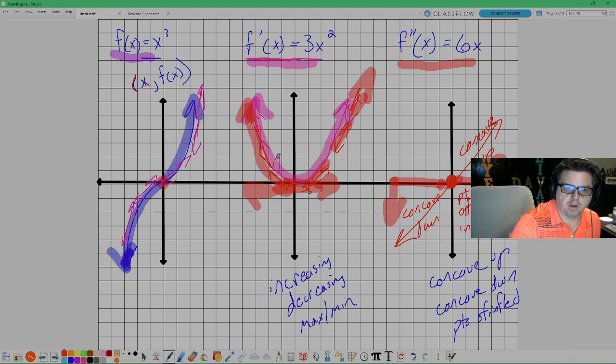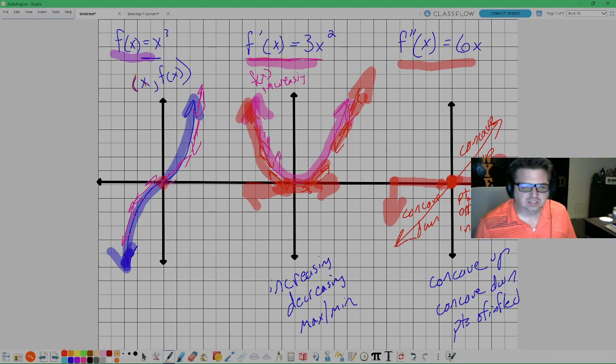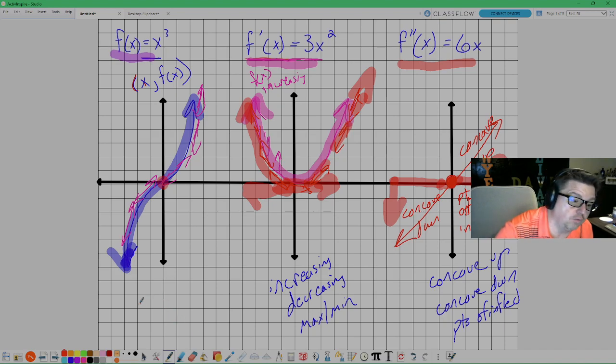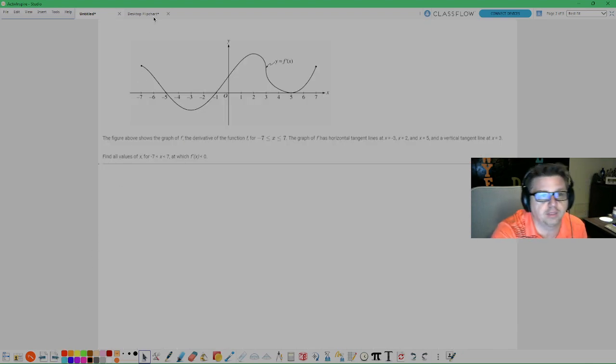All of this is above the x-axis, so that means the original function, f of x, is increasing. But the slopes of the tangents are all negative, so that means this second derivative is below the x-axis. So there's a lot of information to pick apart and just analyze and figure out what we're looking at and what we're looking for. Which actually brings us to question number 3 in the AP exam.